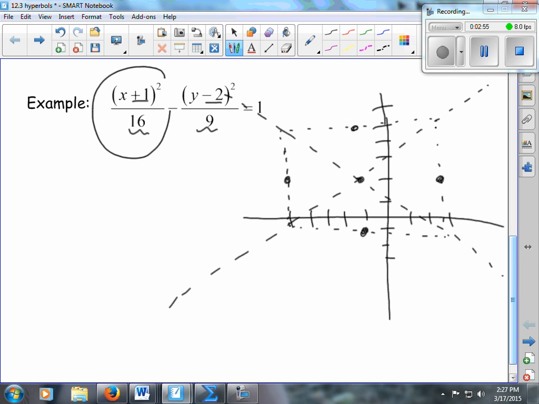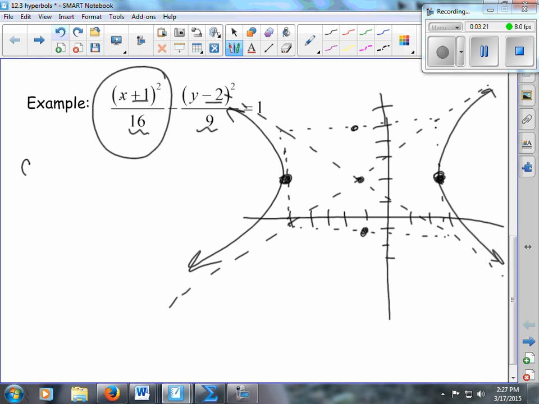In this example, the x came first. That means I'm going to use my x radius vertices here, and these are my vertices. And I'm going to draw in the hyperbola using those points as the vertices and approaching my asymptotes from there. If the y had come first, then I would do the one up here. But the y doesn't come first, so I'm not going to do that.